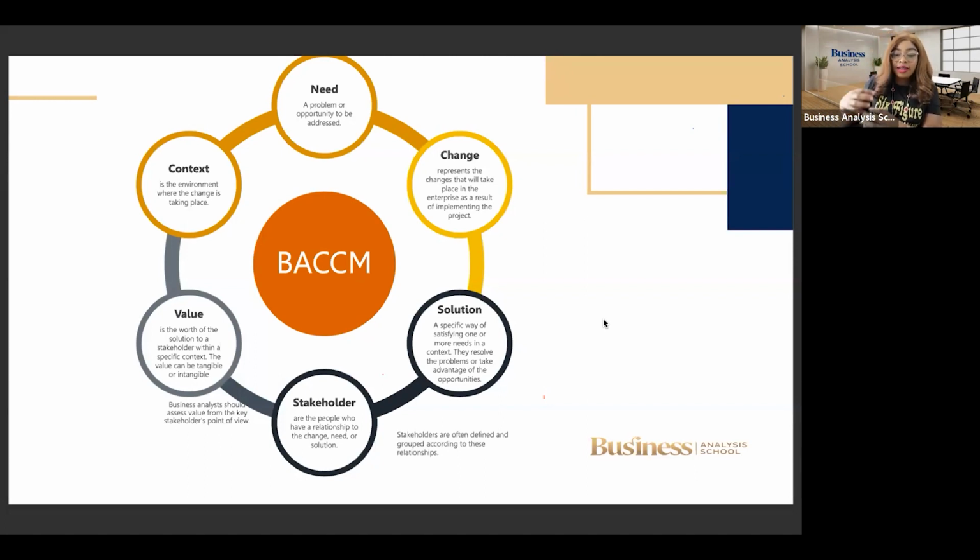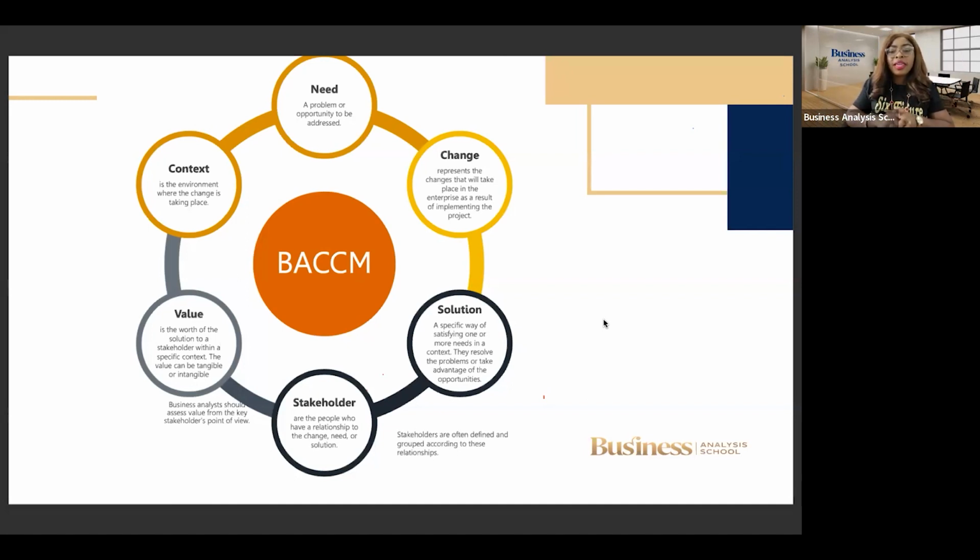The stakeholders are the people who are involved in this project, the people who have a relationship with this change or the need or the solution. And then the value is, what is this solution worth to my stakeholder? Remember that we have multiple stakeholders, so you need to understand value from each stakeholder's point of view, and you need to understand the context that you're working in. So basically, what is the environment that this change would take place in? What is actually bringing about this change? What is causing this change to happen?